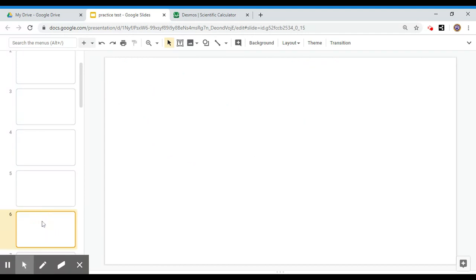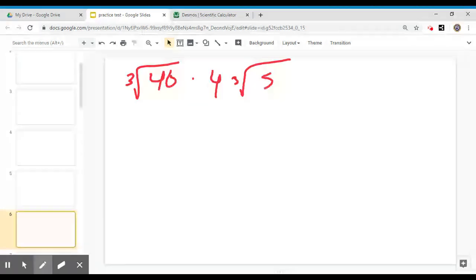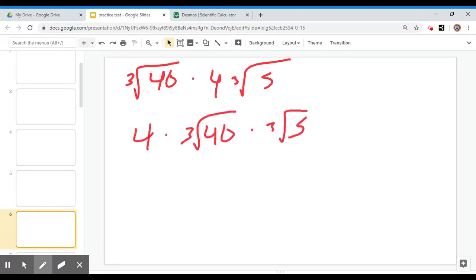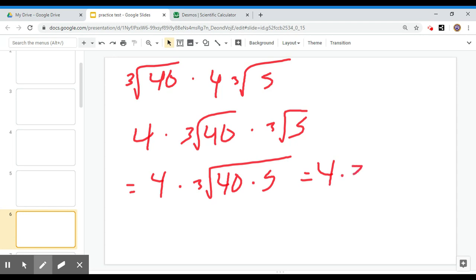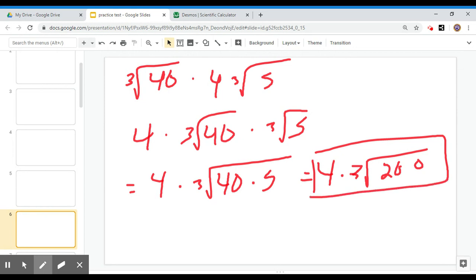All right, number 6, similar idea. So cube root of 40 times 4 times the cube root of 5. This 4, I'm just going to bring that out in front. So we have 4 times the cube root of 40 times the cube root of 5. Again, all I'm asking you to do is combine. We don't need to get too crazy here. If you leave it like this, I am satisfied. All I want to know is that you know how to use the rule, that you're allowed to combine what's underneath one radical, like that.